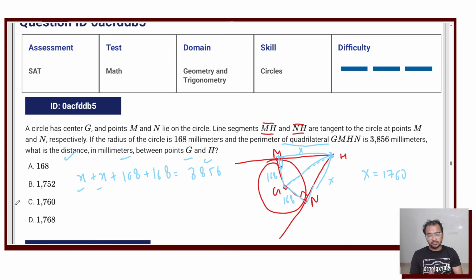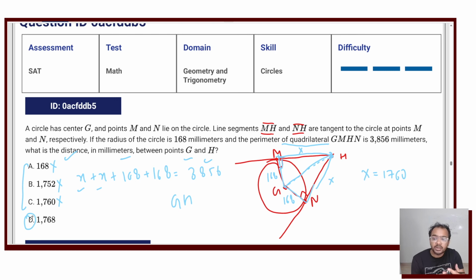Let's look at what values do we have. So we need GH, and GH is the hypotenuse. We know that the hypotenuse will be the greatest side of the triangle. So it has to be greater than 168, greater than 1760. So it cannot be this. It cannot be 1752. It is less than 1760. The hypotenuse has to be the greatest side. So without doing any further calculation, I can eliminate the first three options, and we're just left with D.